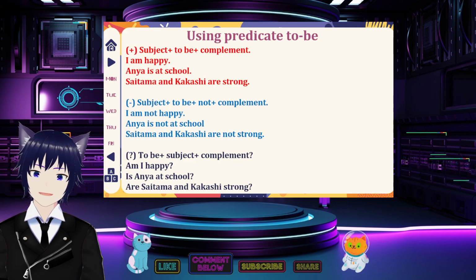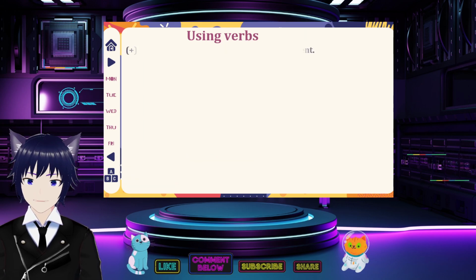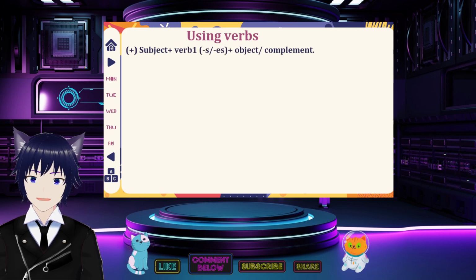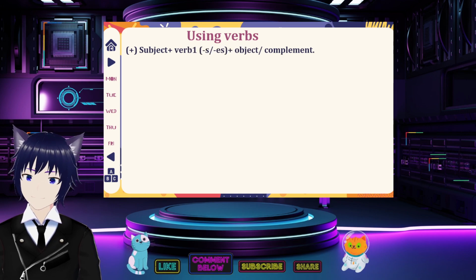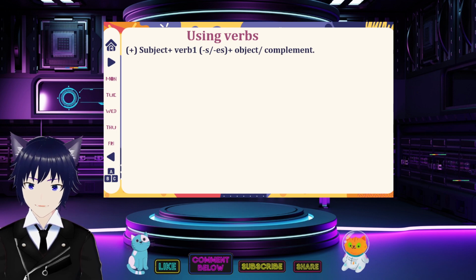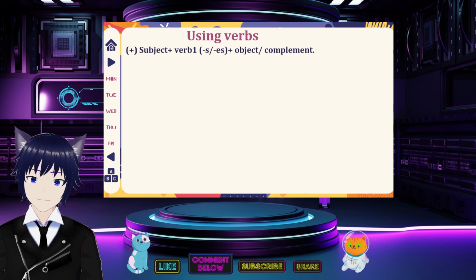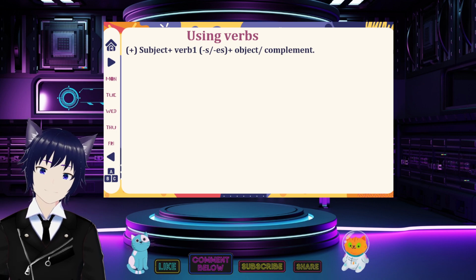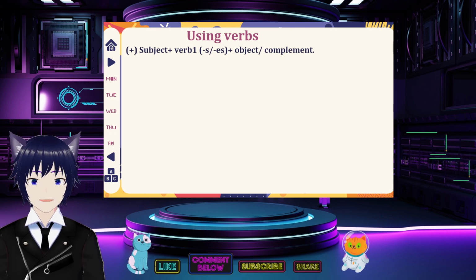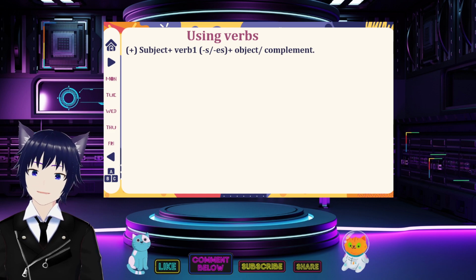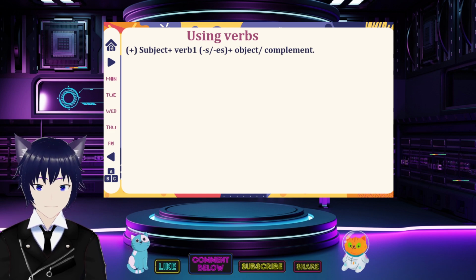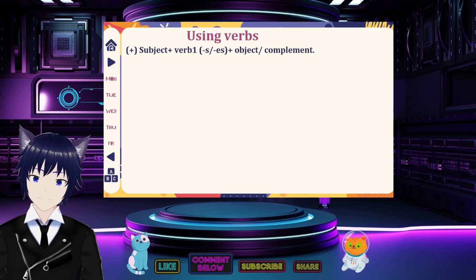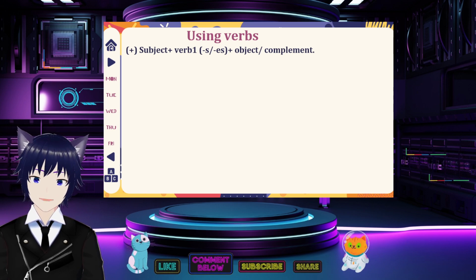Now let's proceed to the second one, using verbs. In here, for the positive one, we have subject plus verb 1. However, for the verb 1, keep in mind that if the subject is either he, she, or it, you have to end the verb here with either s or es. And then we can proceed with object or complement.